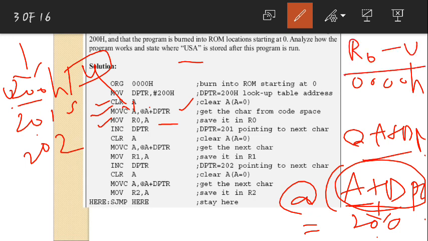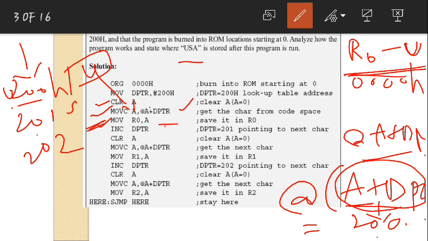This is done. So till this line, what I did is, I pointed my DPTR to the 200 location, then I cleared A, made A equal to 0, then by using indexed addressing mode, I added the accumulator and DPTR, then I moved U, the ASCII character, into the accumulator. After that, from the accumulator I stored it in R0. Now even if I make the accumulator 0 or load it with some other value, that doesn't matter to me, because U I have stored in the R0 register. All I want is this.